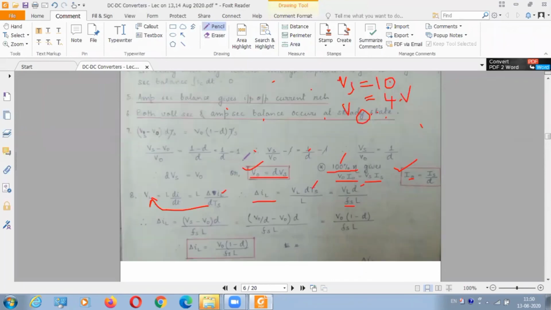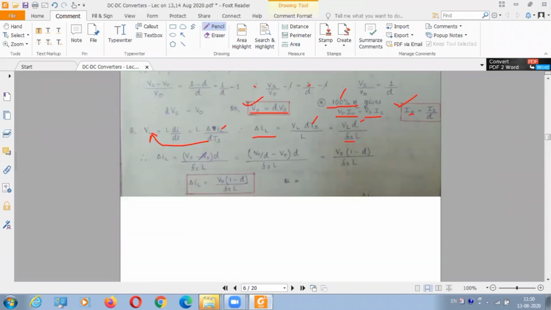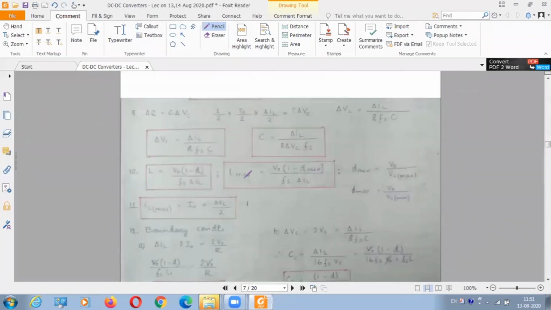Then what did we substitute from this equation? Vs is equal to V naught by D. So Vs is equal to V naught by D. Substituted this and found this equation. So from here you can find your value of inductor L. Next is the calculation of your capacitor C. What will be the value of capacitor C?